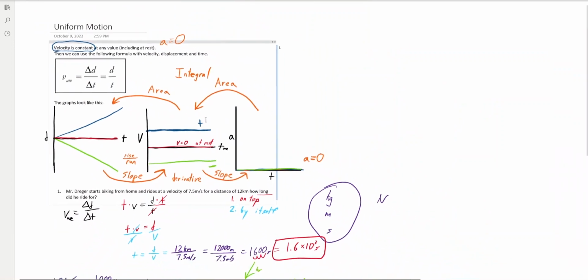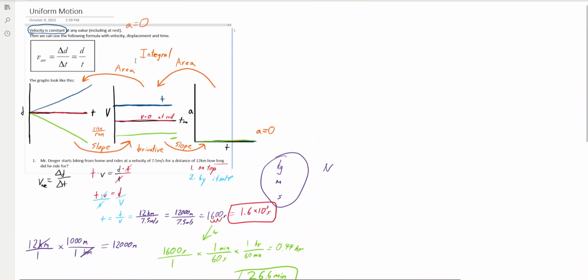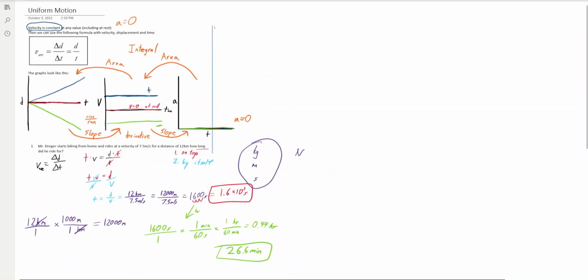So I hope this video helps you understand uniform motion. Again, the big idea: velocity is constant, or the object is at rest, which means that acceleration is 0. You should understand these graphs, and you should be able to solve for v, d, or t, depending on what the question's asking.